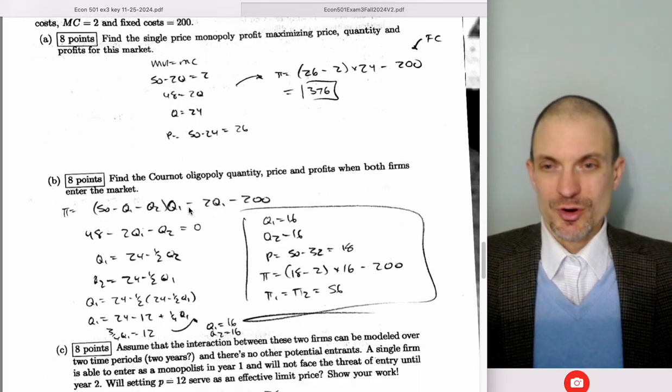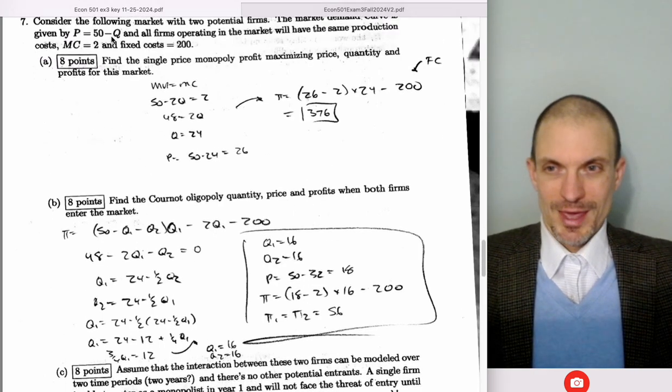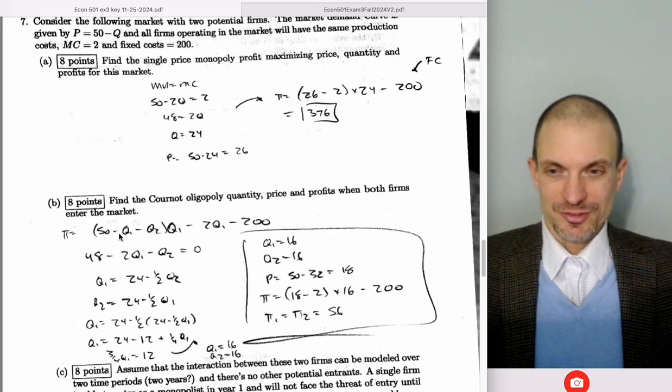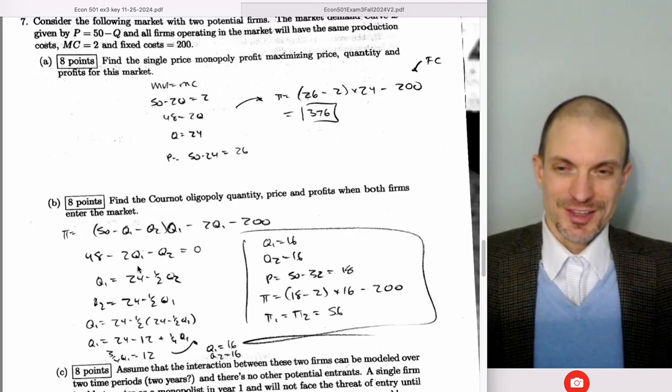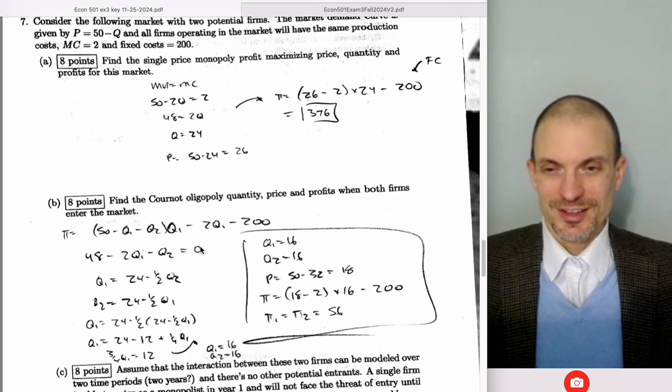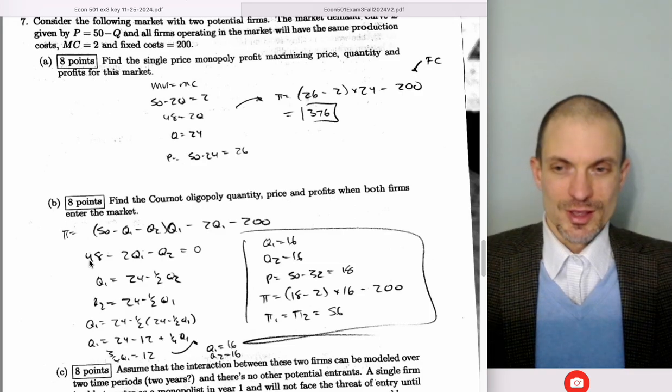Okay, so what about the Cournot case? So here's my Cournot profits. This was the market demand, and then this market quantity is the sum of Q1 and Q2. So it's going to be 50 minus Q1 minus Q2, and then that whole thing times Q1 minus 2Q1 minus 200. And this is firm 1's profit maximization statement. I could collect like terms, or I could take the derivative first and then collect like terms. Either way, I'm going to get 48 minus 2q1 minus q2 as my first order condition.